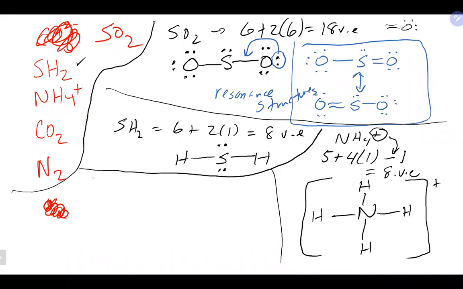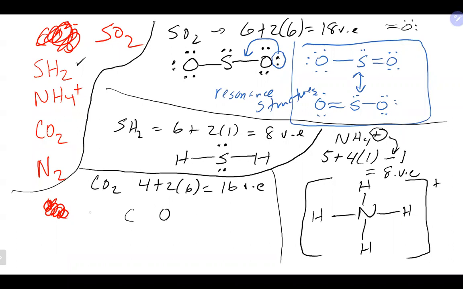Looking at CO2, that's going to be 4 for the carbon, 2 times 6 for the oxygens. That's a lot of math there. That's 16 we'll go with. We're going to put carbon in the middle. Once again, if you look, carbon is to the left of oxygen. They're in the same row, which means carbon is less electronegative. So carbon will go in the center.